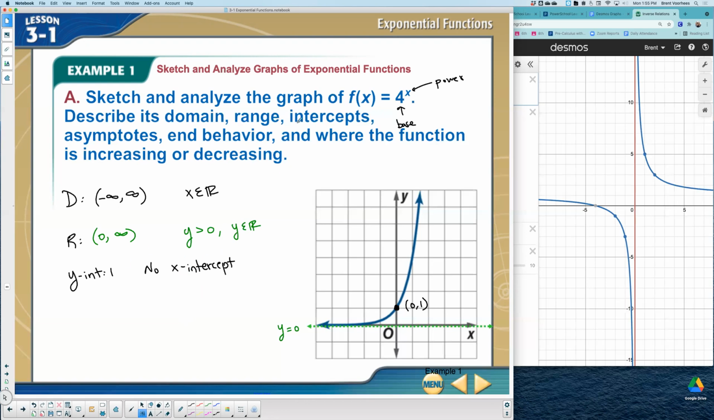All right, and let's see here. We have the asymptote. I already wrote that down in green, or I showed you we have a horizontal asymptote. So just a lot of review values here. And now let's talk end behavior.